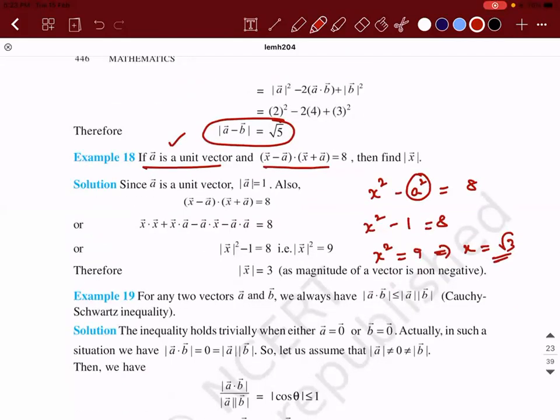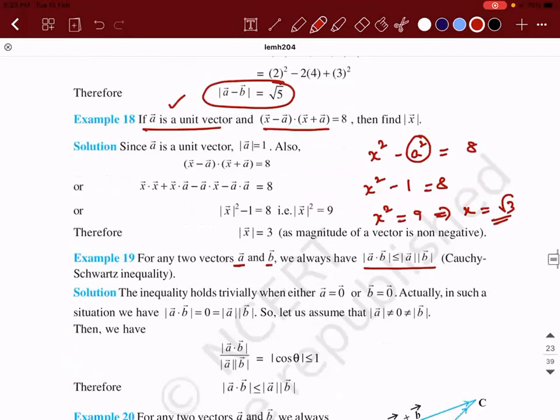Similarly, for any two vectors, A vector and B vector, we always have magnitude of A vector dot B vector less than or equal to magnitude of A into magnitude of B. This is also called the Cauchy-Schwarz inequality. So it's very simple, okay? We know that cos theta is equal to A vector dot B vector divided by magnitude of A vector into magnitude of B vector.